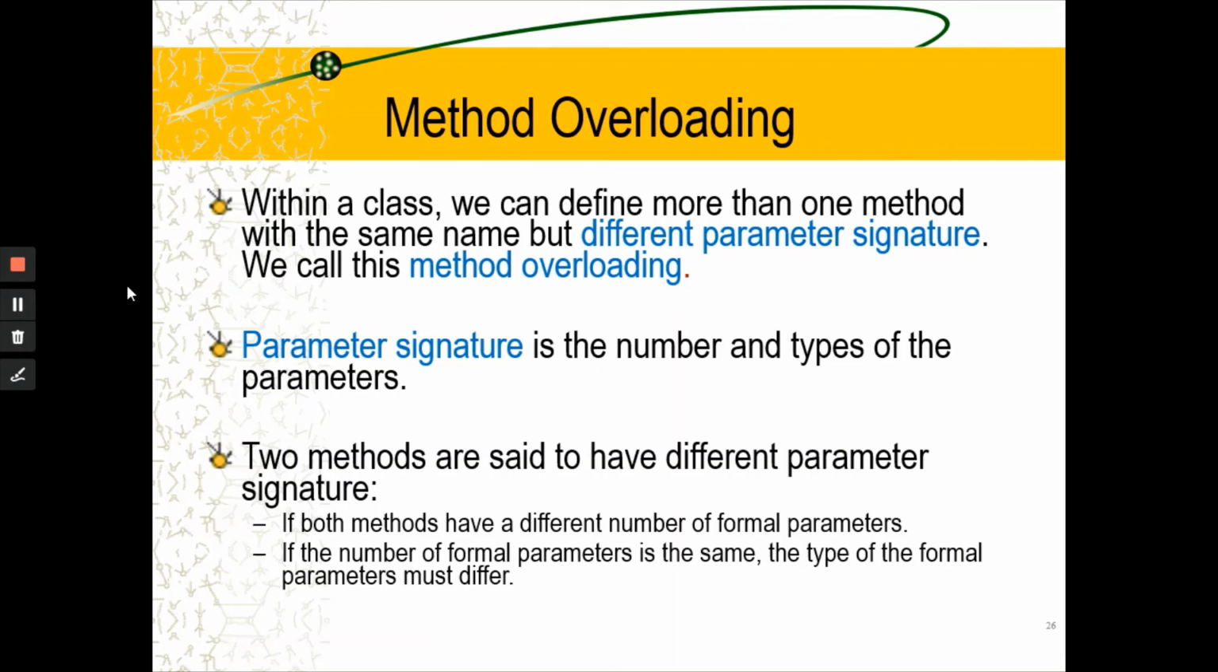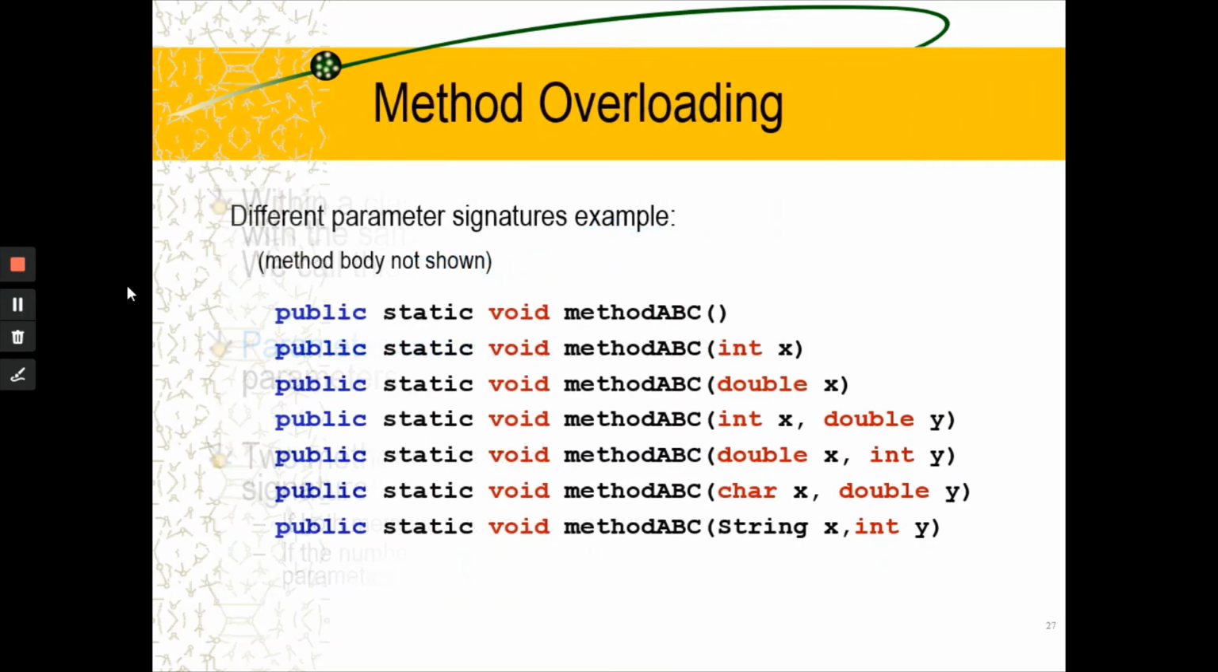So for example, if you have the method show message, and the first method has 2 formal parameters, and the second one also has 2 parameters, then the data types of the formal parameters must be different. Okay, let's see some examples here.